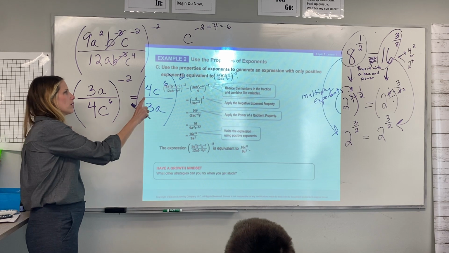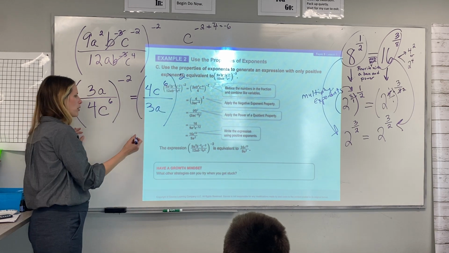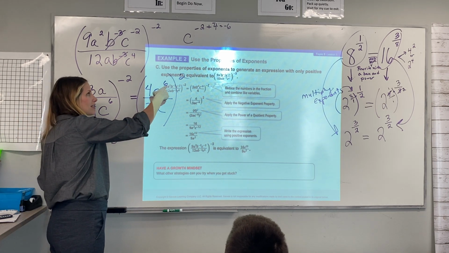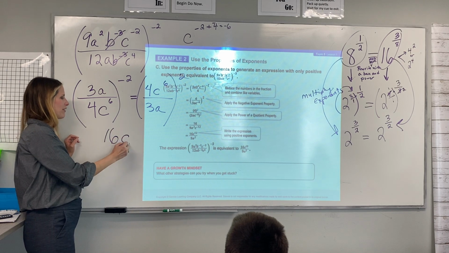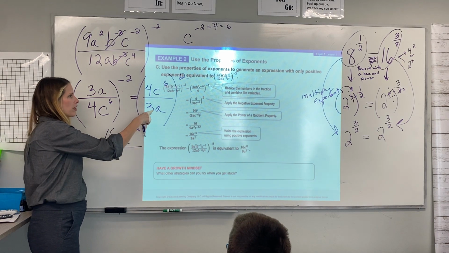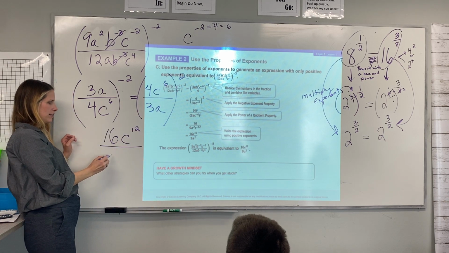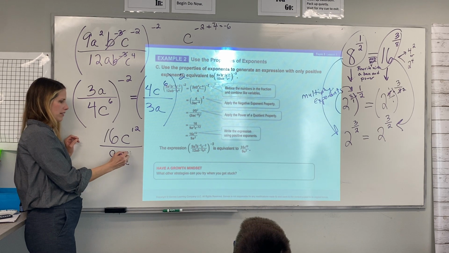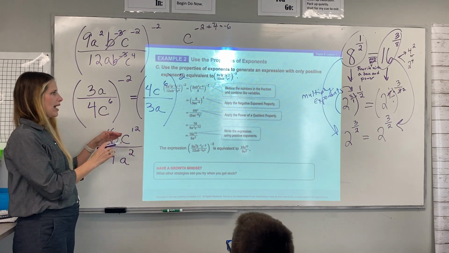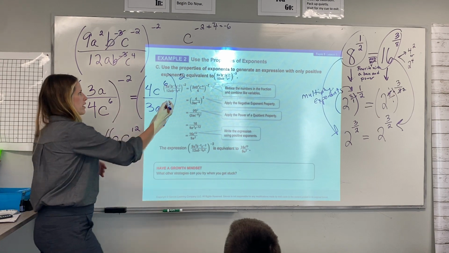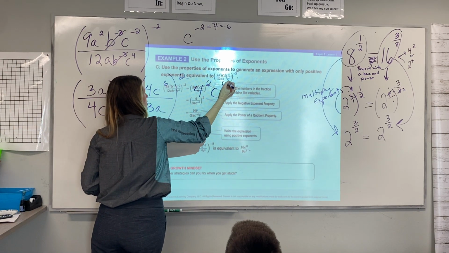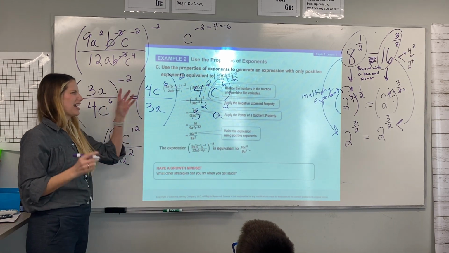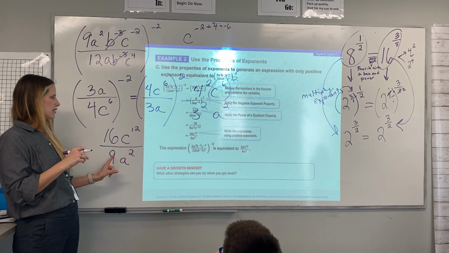Okay. So we have 4 to the second power is what? 16. C to the 6th to the second power is c to the 12th. Very good. And 3 to the second power is 9. A to the second power is a squared. Now, if you wanted to write out the in-between steps, like 4 squared c to the 6th squared over 3 squared and then a squared, totally fine. We kind of did that out loud and we ended up with our result.